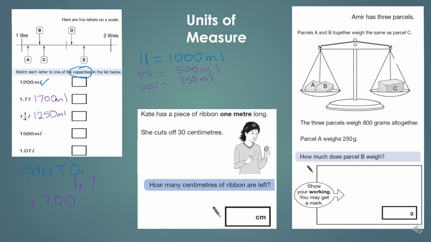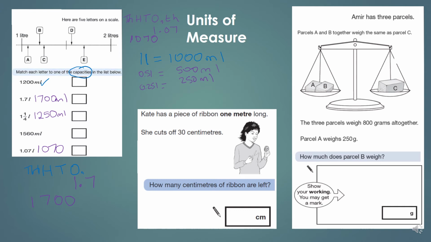Then this one stays the same, and this one we need to use our place value again. So we have our 1.07, and it's going to move 3 spaces to the left. 1, 2, 3, and we fill this space with 0. Okay, should be simple now.